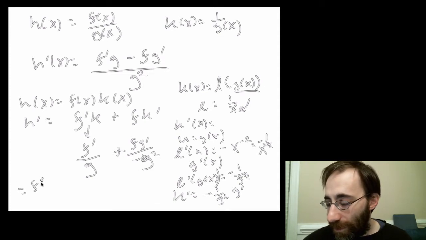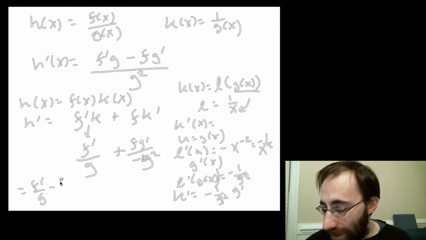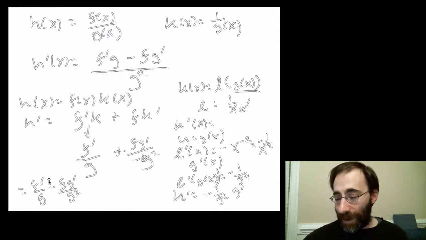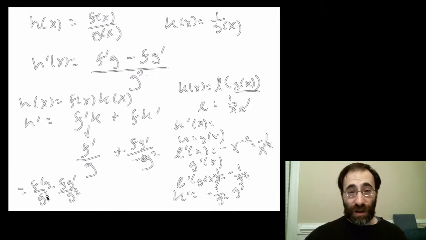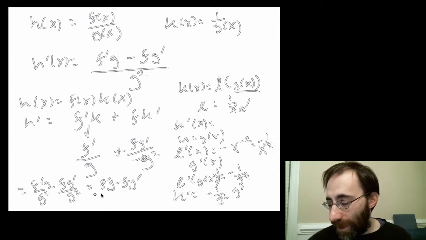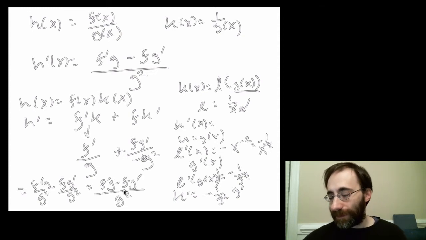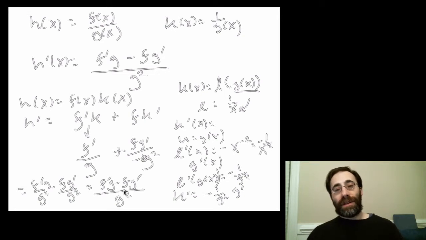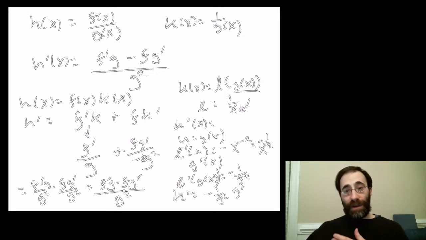This thing equals f prime over g minus f g prime over g squared. Multiply top and bottom of the first one by g. Remember, this all works as long as g is not 0. And you get f prime g minus f g prime over g squared. That's the quotient rule.